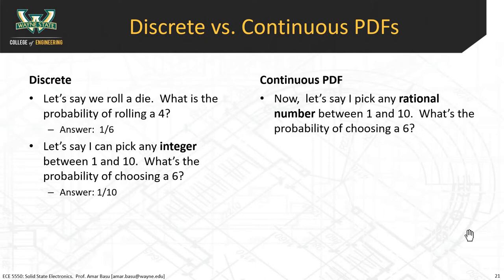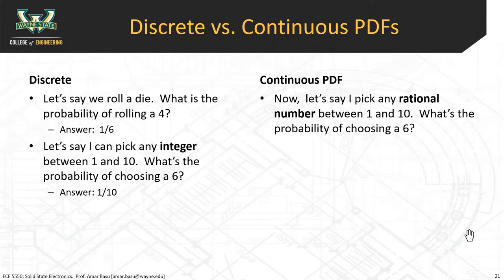All right. Now, the difference between a discrete probability and a continuous probability is illustrated by this. Instead of saying I'm going to pick an integer between 1 and 10, I'm going to say I'm going to pick a rational number between 1 and 10. Any rational number between 1 and 10. And now, what is the probability of picking a 6? It's infinitely small. That's correct. Because when we're talking about rational numbers, we're talking about any decimal number, right? There's an infinite number of combinations that you could choose between 1 and 10.